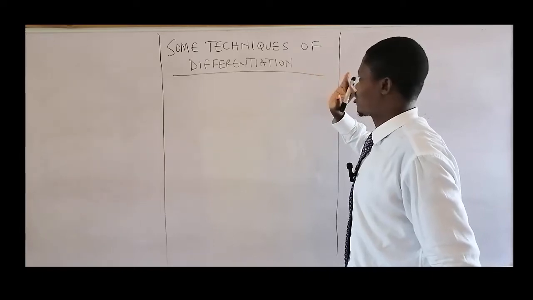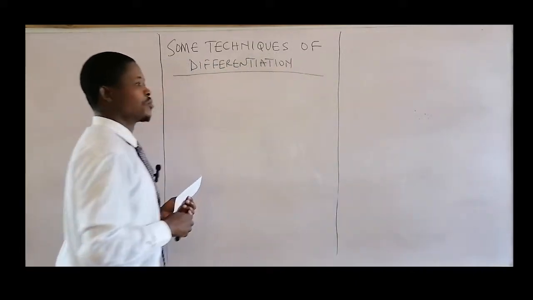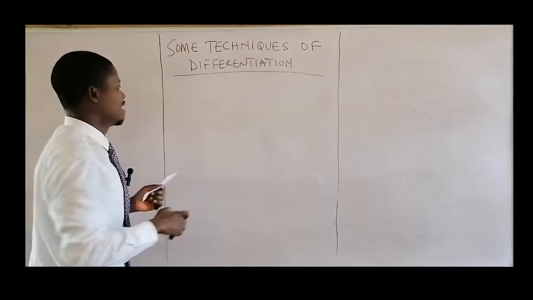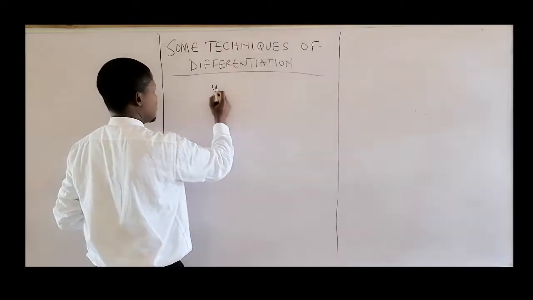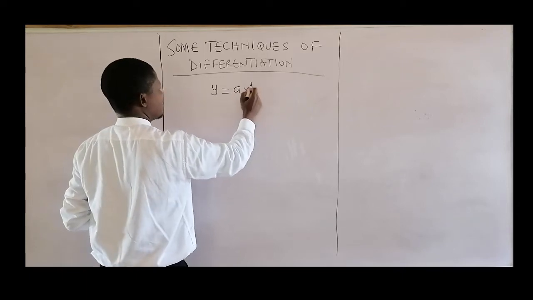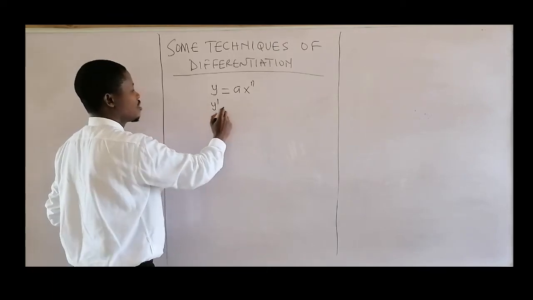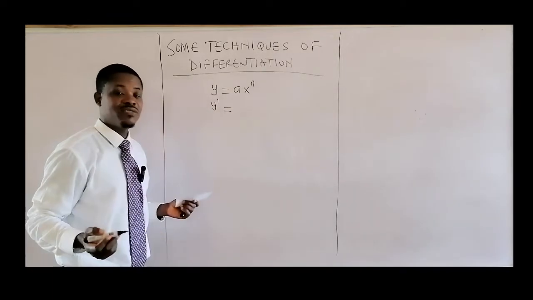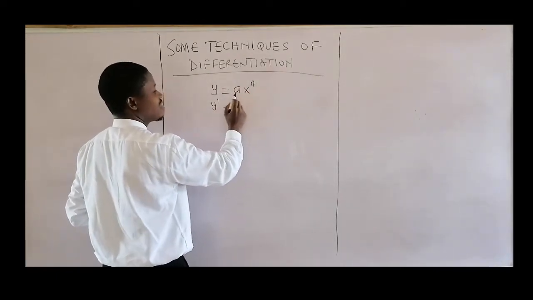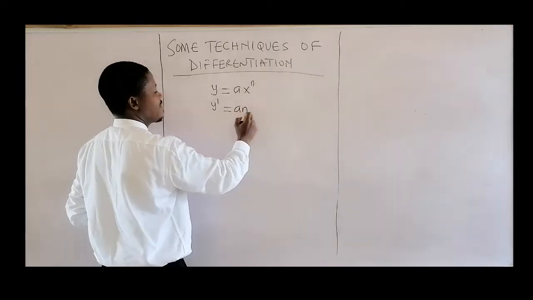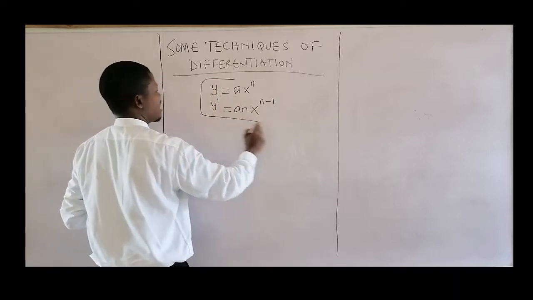That's some techniques of differentiation. In the previous video, we've already established the general formula for differentiation. We said that if y is equal to a x^n, where a is a constant, then dy/dx, which you call the differential coefficient or derivative, will be equal to n times the constant, that is a n, then x to the power n minus 1.